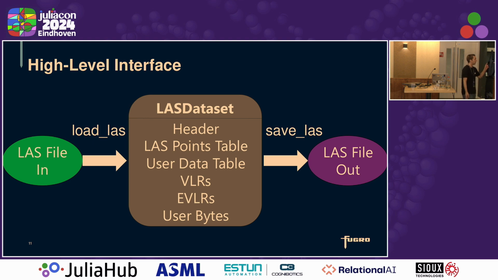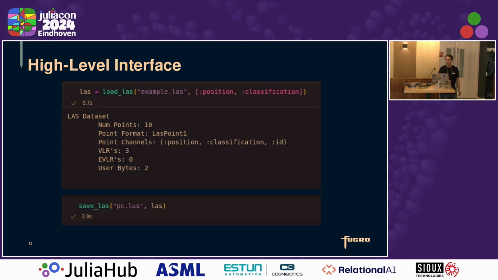We also store under the hood the LAS fields, your position and classification, etc., and the user extra fields, so anything you add onto the points separately, and that helps to optimize multiple dispatch under the hood. And then you've also got things like your header and VLRs that are also represented as their own structs. Finally, you can just call saveLAS on this whole object and specify an output file, and then you basically have the whole workflow.